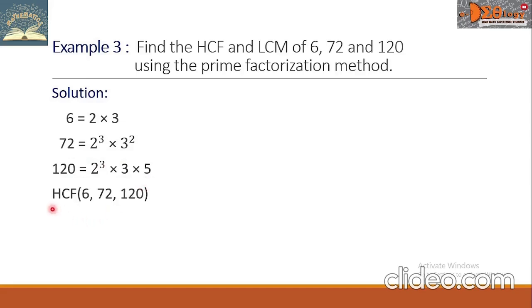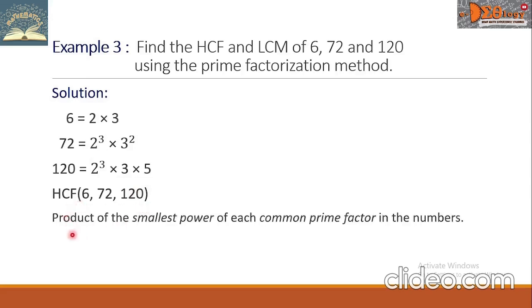Now let's begin with HCF of the three numbers. We define HCF as the product of the smallest power of each common prime factor in the numbers. Looking at the prime factors, we can see that number 2 is common, but we will take the smallest power, and that is power 1, to be multiplied by another common factor, which is 3, and we take the smallest power, which is power 1. So this is 2 times 3. HCF is 6. Then we go to LCM of the three numbers.